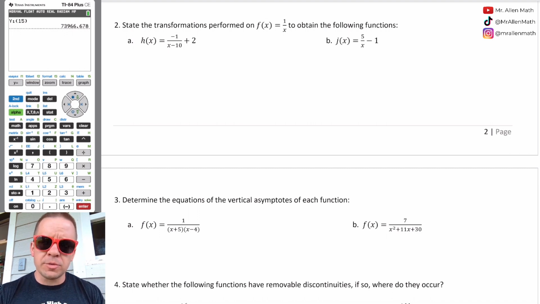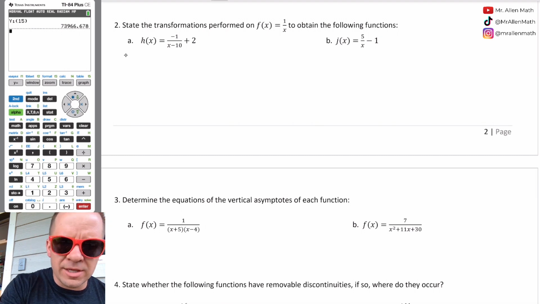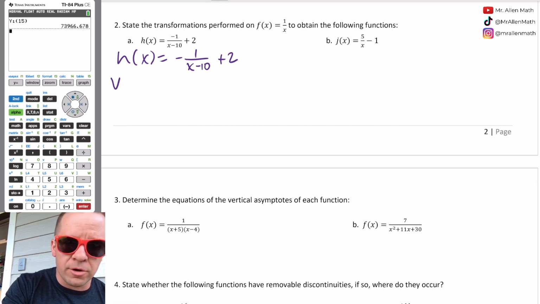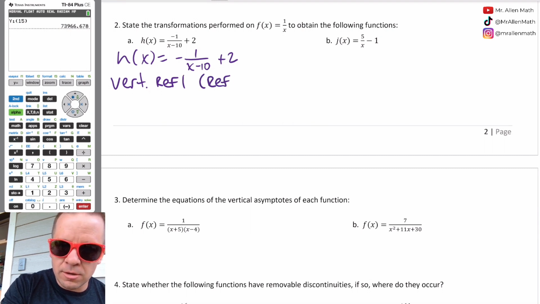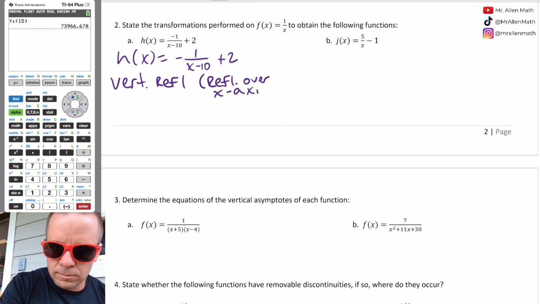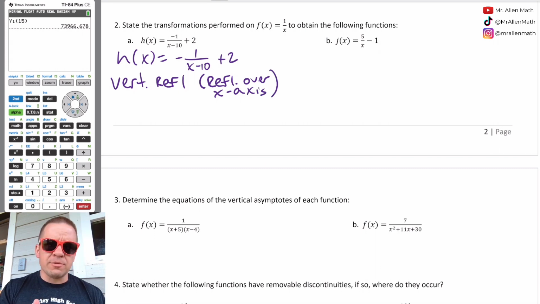All right, for this first one, we have that negative in the numerator there. Now you might be like, is that in the function or is that out? Really, we could have written this as h of x equals -1 over x minus 10, plus 2. So that negative is outside of our function, so it's going to be a vertical reflection. We could also call that a reflection over the x-axis. Different names for each. If you're writing this by hand, they would accept either, but if you see it on multiple choice, probably reflection over the x-axis is what's going to be used.